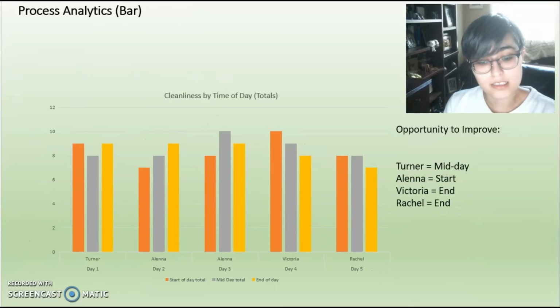Another analysis we did was on the cleanliness depending on the time of day. A bar chart using the overall total scores made it easy to see which part of the day cleanliness dipped. I listed the opportunities for each facility to improve on the right. You can see midday it dipped for Turner. Elena was at the start of the day, and both Victoria and I had the end of the day to be the least clean.